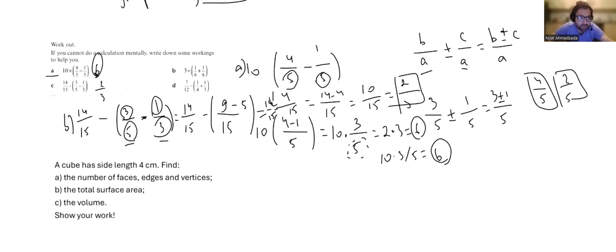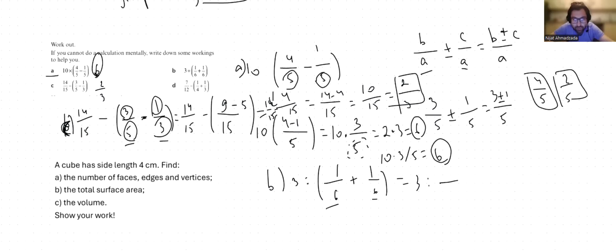So this was part C, not D, not B. Now let's go for part B. B says 3 over 1 over 6 plus 1 over 6. We know that the denominators are the same, so we put that denominator and then 1 plus 1, which will be 3 over 2 over 6.